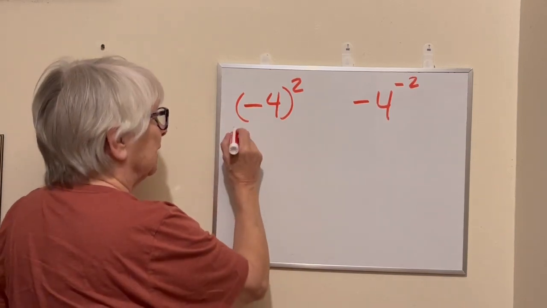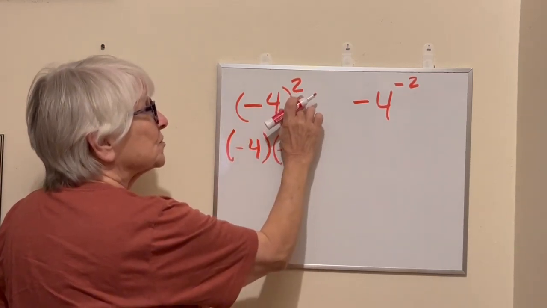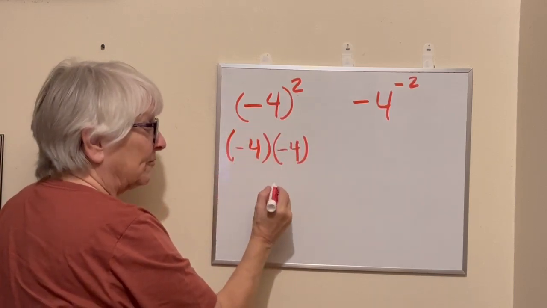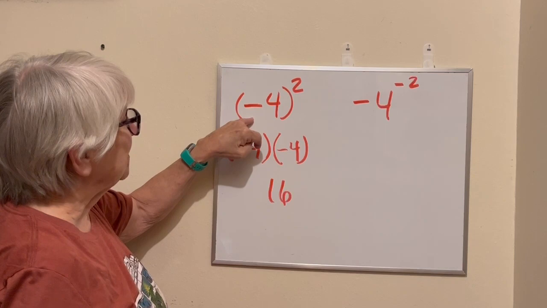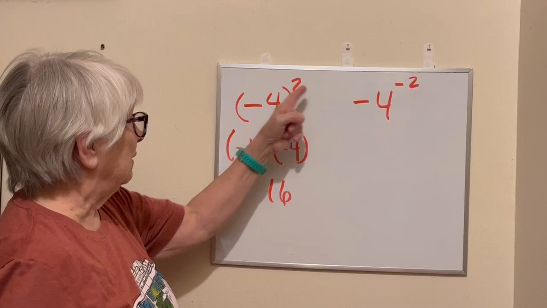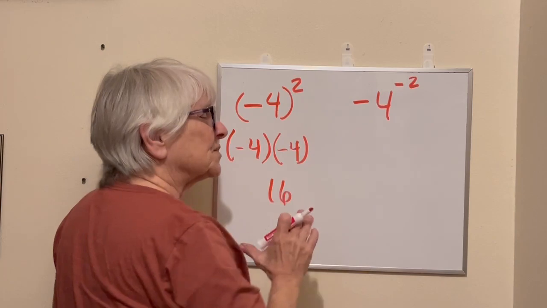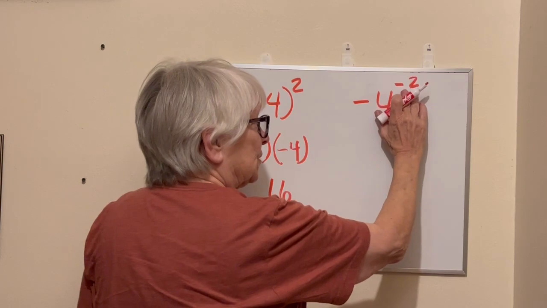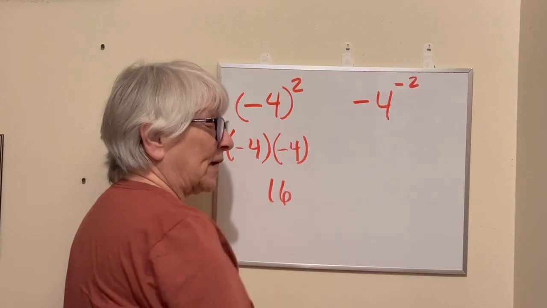However, this one is -4 times -4 because this exponent is on the whole set of parentheses, and -4 times -4 is positive 16. Since this is in the parentheses, the exponent is on the negative sign, and a negative number squared is positive. Now this negative sign is not in parentheses, so that square only goes on the 4, not the negative sign, but there's a negative exponent.